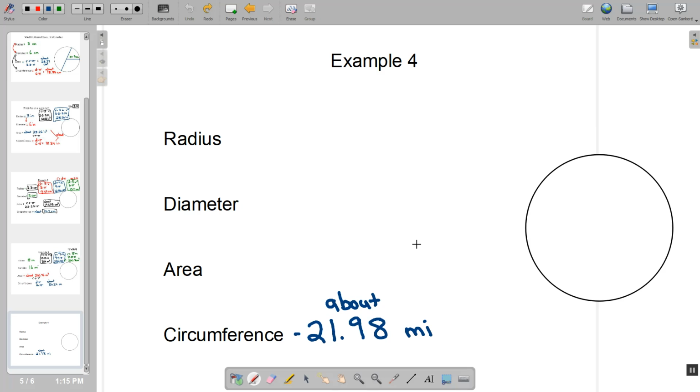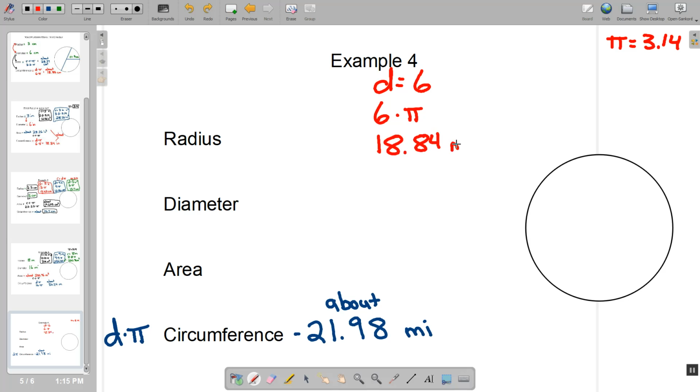So this time, the circumference is given to us down here, and we have to then figure out the diameter, because the circumference is equal to the diameter times pi. So I'm going to take a guess of 6. Let's see if that works. If the diameter is equal to 6, then I do 6 times pi, which once again, we're using that decimal approximation. And I get 18.84 miles, which is not correct, but it is pretty close.